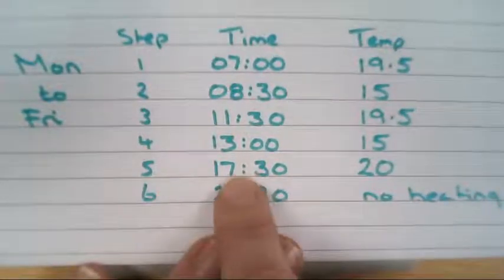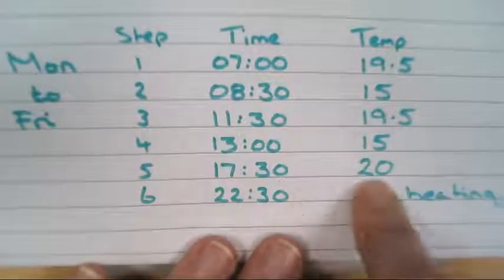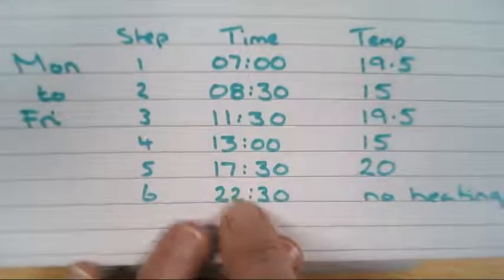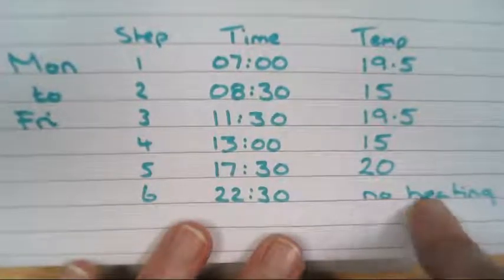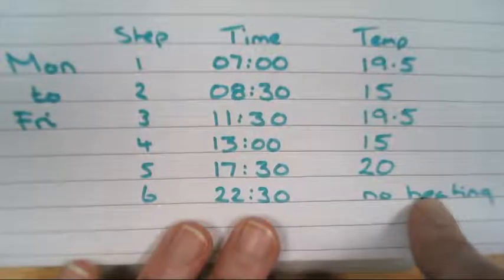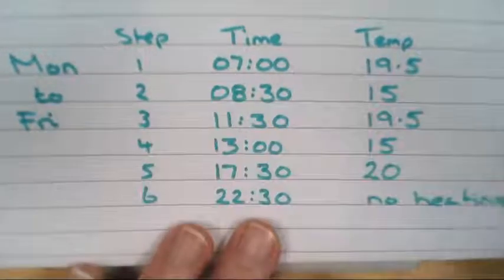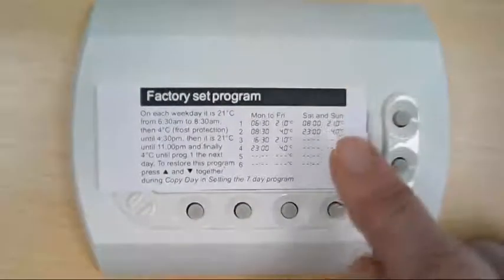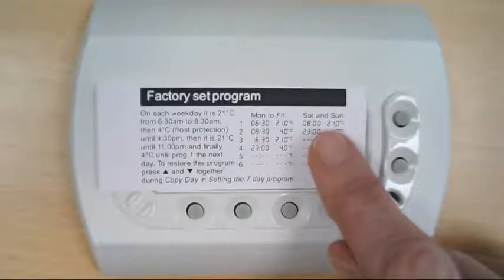Step 5, 5:30 in the evening, up to 20 degrees. And then step 6 is at 10:30. I'd like no heating throughout the night, and I'd like this the same for Monday to Friday. For the weekend program, I'd like to maintain the factory set program.